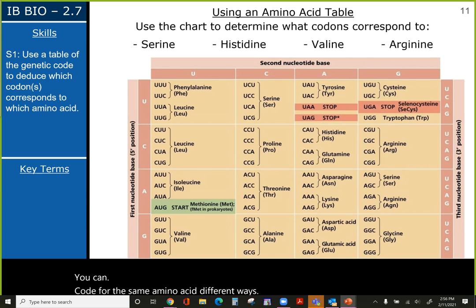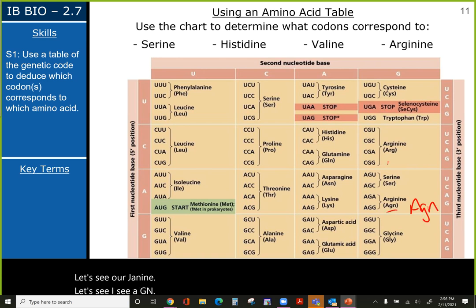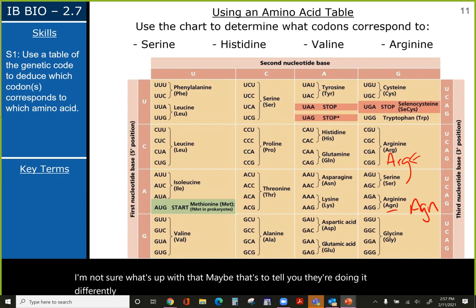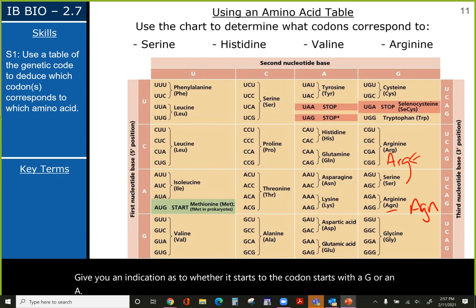Oh, I see a question. Why does arginine have two different abbreviations? Let's see, arginine. I see AGN and AGR, or ARG. That's a good question. Arginine. I've only ever seen it this way. I'm not sure what's up with that. Maybe that's to tell you they're doing it differently to give you an indication as to whether the codon starts with a G or an A. Or I'm sorry, a C or an A.